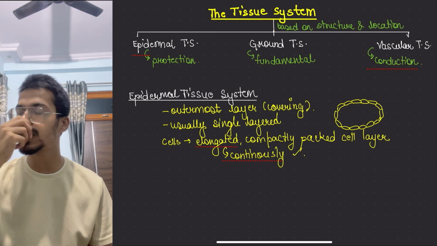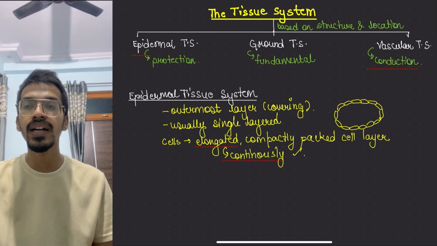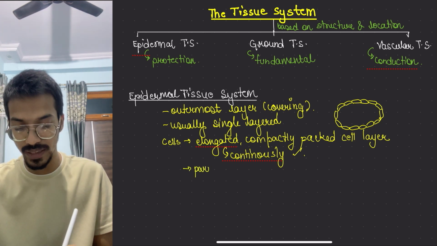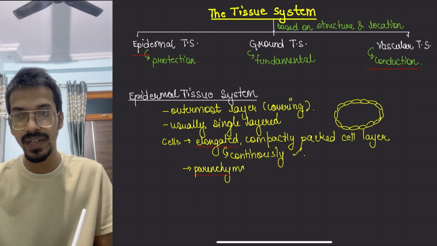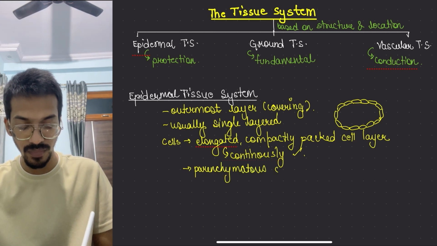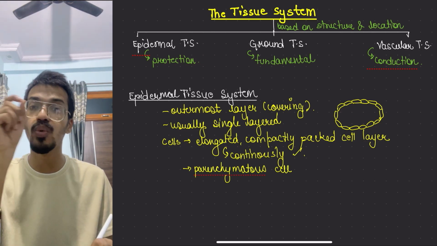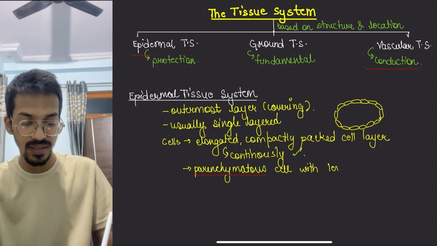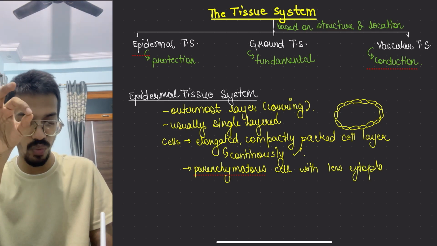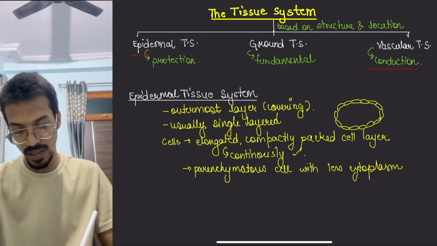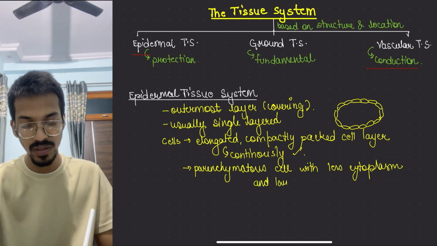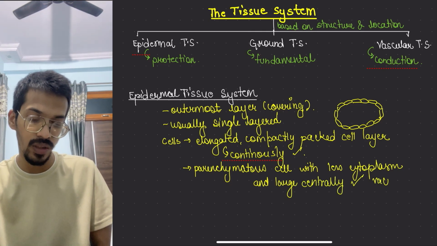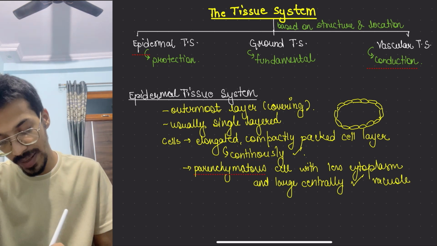Now this epidermis, at certain places, is different in arrangement, and these cells are parenchymatous cells only. They have very little cytoplasm and most of the cell is filled with the vacuole. The little cytoplasm is present closer to the cell wall, because in the center there is a large, centrally present vacuole. So if you had to imagine it, how would you imagine it? This is a cell.